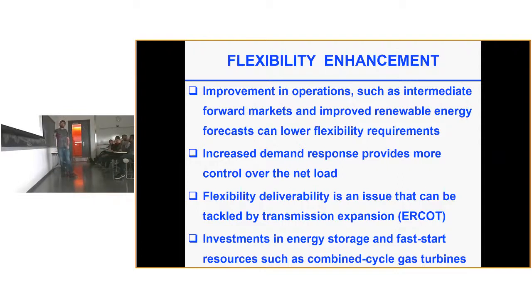Also, increased demand response provides another degree of control over the net load. And as the problem in Texas, deliverability of flexibility. You might have the fast-acting resources in the system, but because of congestion, because some of the lines are at their limits, you cannot actually deliver those ramps. And investments in resources such as energy storage and fast start resources such as combined cycle gas turbines that can ramp up, ramp down pretty fast, and that can start up and be shut down for a short time.